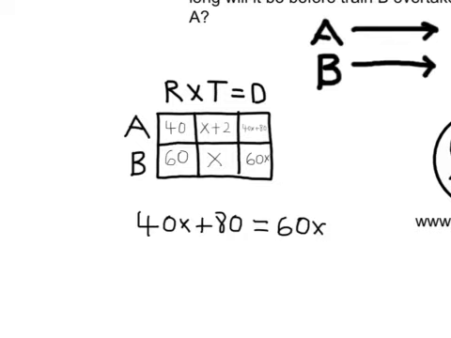So what I'm going to do from this point is I'm going to subtract 40X from both sides. Obviously, that would lead these to cancel out. You'd have 80 equals 20X.